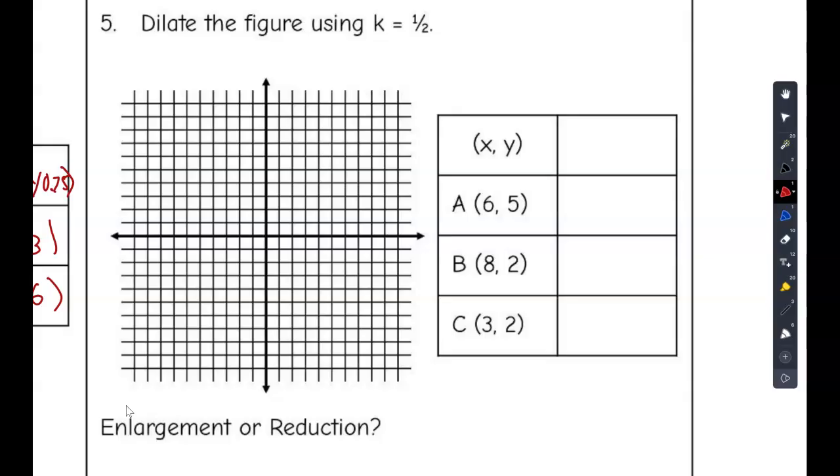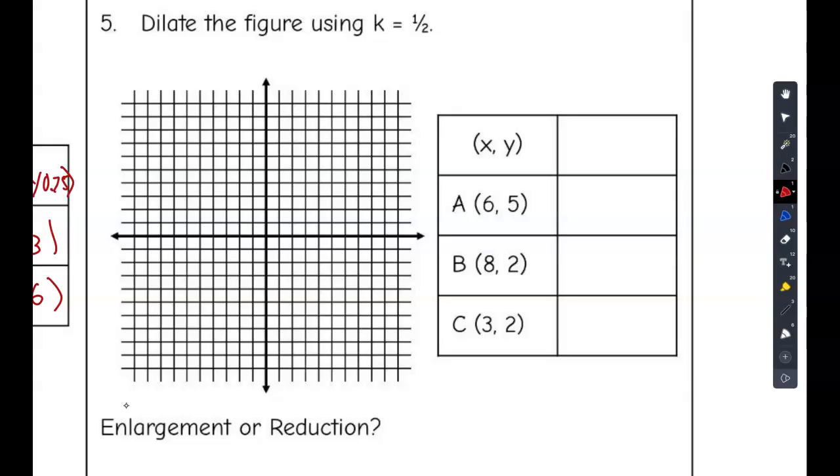So what we want to do is apply the scale factor to the points we already have here, and then make our new shape. So first, what I'm going to do is graph these points. So I'm going to graph 6, 5, 8, 2, and 3, 2 right quick.